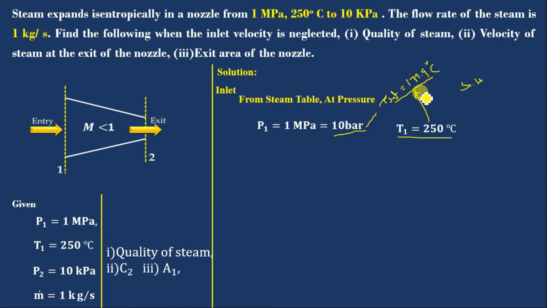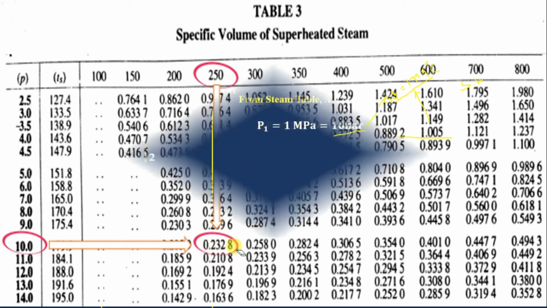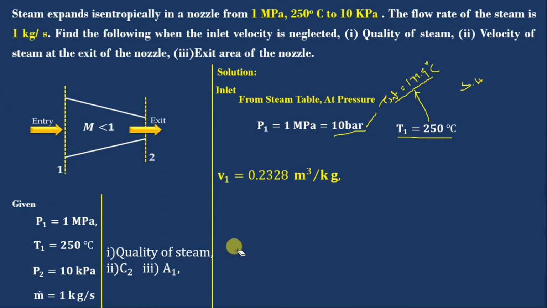That is specific volume, specific enthalpy, specific entropy. So we have to use the superheated steam table, pressure 10 bar and temperature 250 degrees Celsius. For 10 bar, draw the horizontal line. For 250 degrees Celsius, draw the vertical line. You can see the intersection, that is specific volume is equal to 0.2328 meter cube per kg.